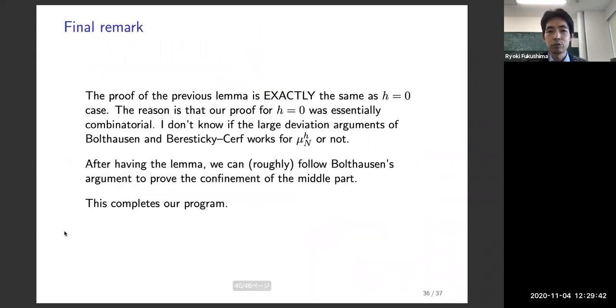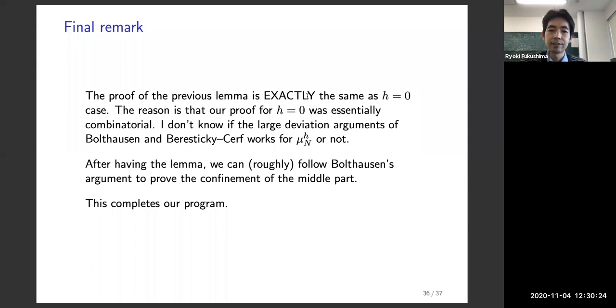Now here is the final remark, how to prove ball covering. The proof of this previous lemma is fortunately exactly the same as the unbiased case. Why? Because our proof for the unbiased case was essentially combinatorial. In particular, we didn't use any partition function asymptotics or spectral theory, which becomes quite nasty if you add a drift to the operator. We are using combinatorial techniques. So the proof is almost exactly the same, so there is no extra effort to prove this ball covering, and then we are done.